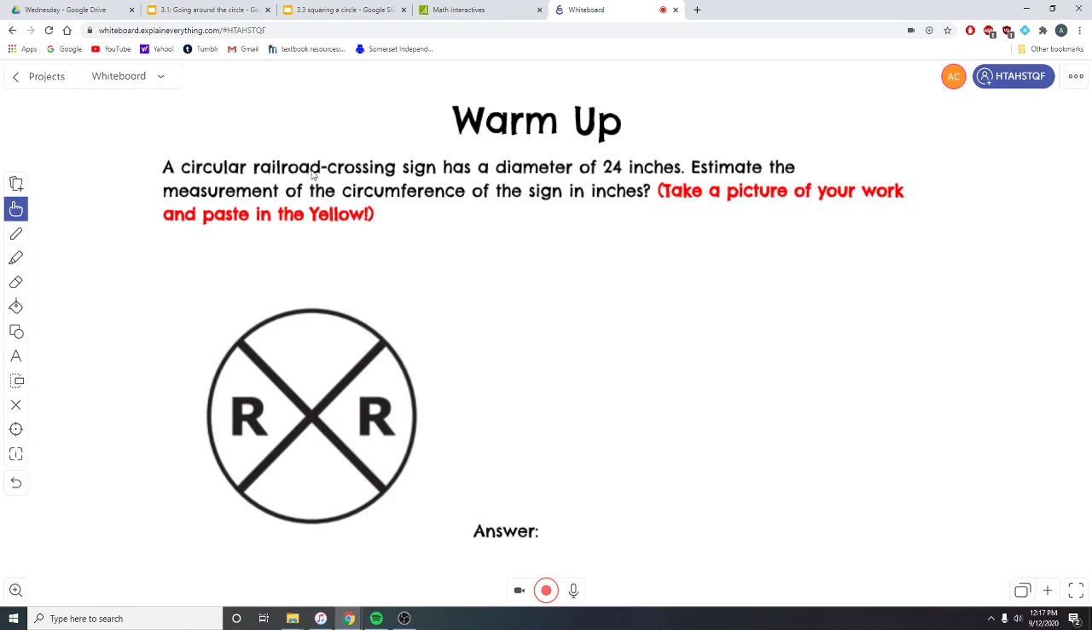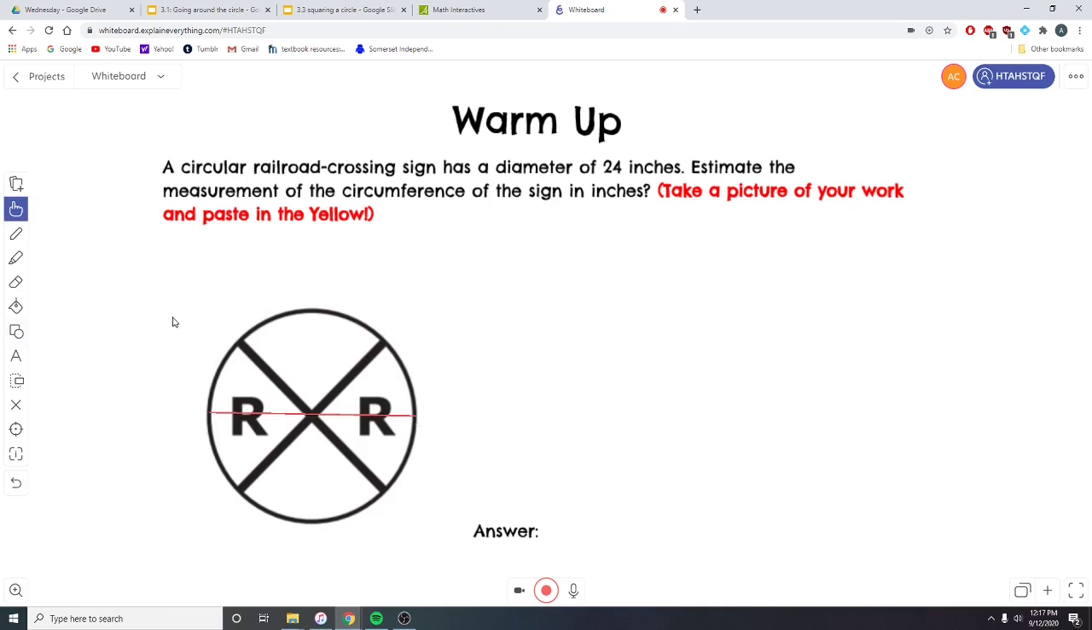So it says a circular railroad crossing sign has a diameter of 24 inches. As you see, this is the picture of that railroad crossing. It gives you the information that the diameter is 24 inches. So what I'm going to do is take a line and label a diameter. A diameter is from one side to the other.